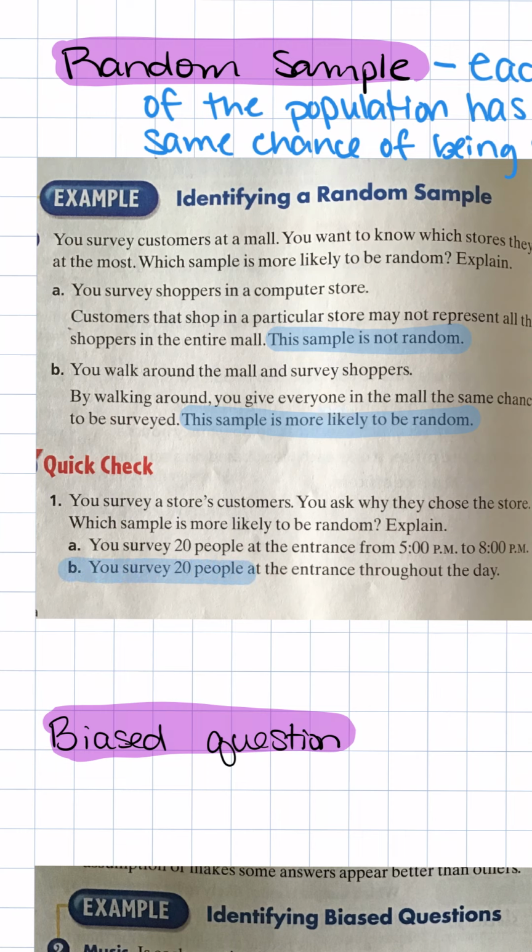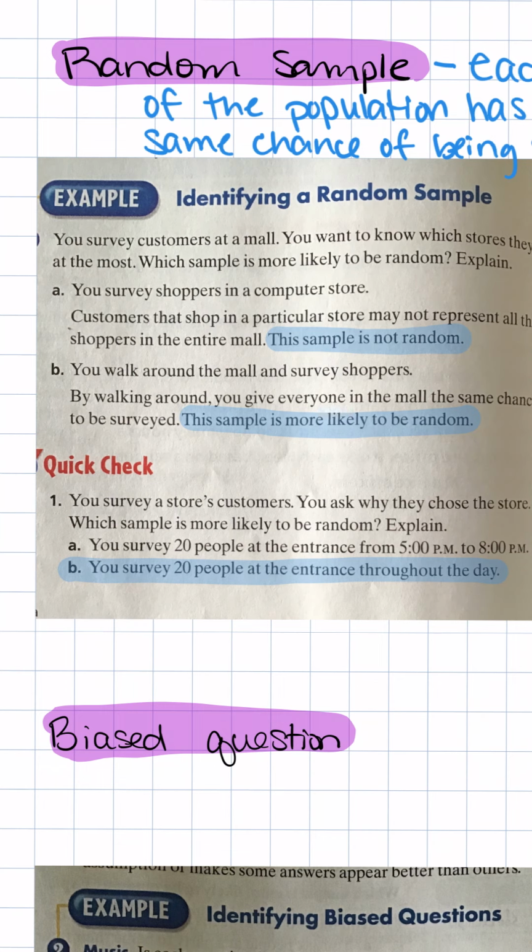If you chose B, you are correct. We don't want to know just the people that are coming into the store between 5 and 8. That's not a random survey or sample of the entire population. So you want to use the 20 people throughout the day. That's going to be more of a random sample.